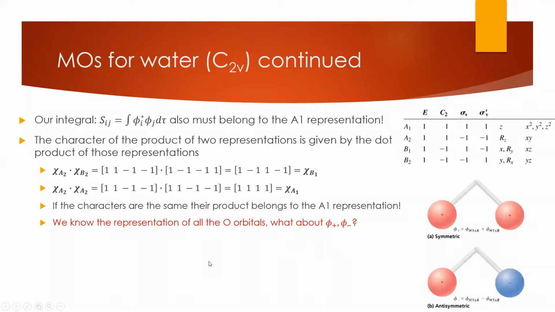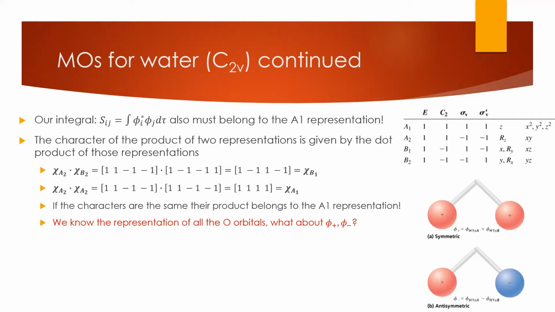So what representation do they belong to? We can look at these and ask, what happens upon all of these symmetry operations? For these, if we do nothing, we get 1, we're not changing the sign. If we rotate around this axis, we also don't change the sign. If we reflect in this way, we don't change the sign. If we reflect in this way, we don't change the sign. So our sigma plus here belongs to the A1 representation. That means that only atomic orbitals from oxygen that also belong to the A1 representation will be able to participate in bonding with those.